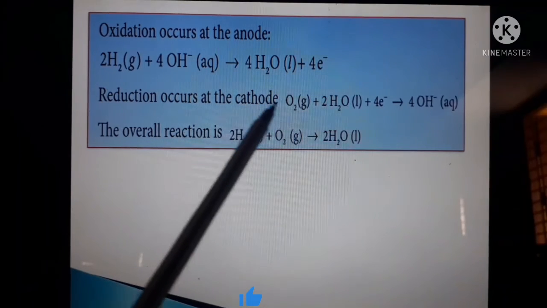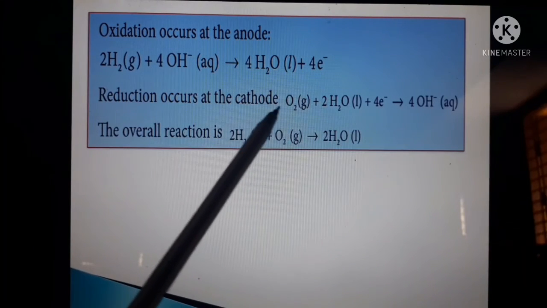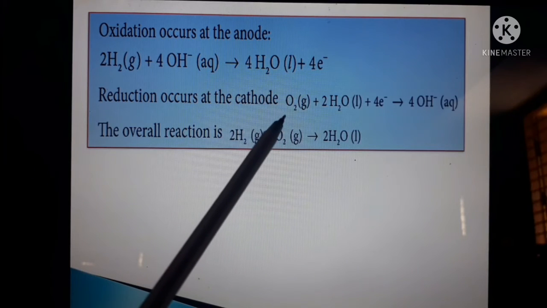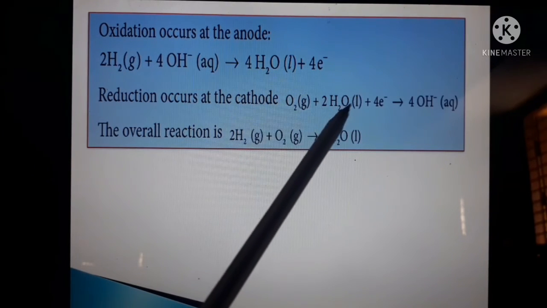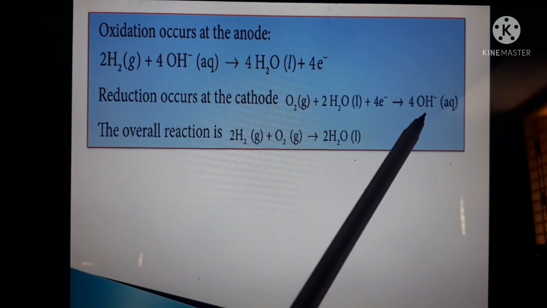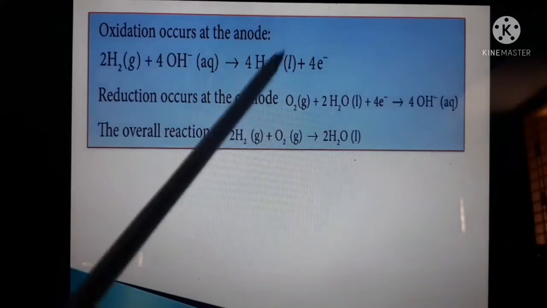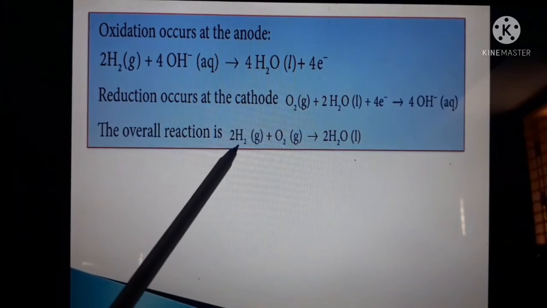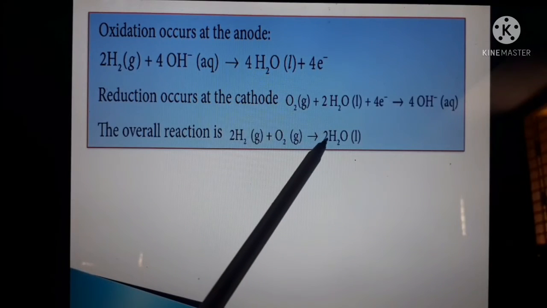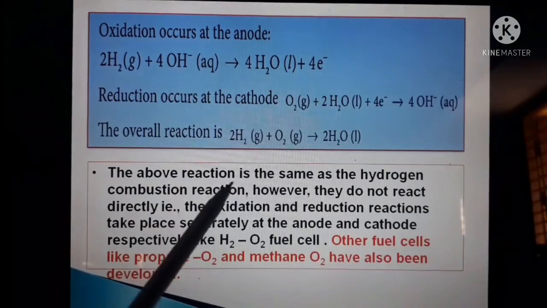Next, cathode. Oxygen on the other side is the cathode. Oxygen is allowed as an oxidant. The oxidant combines with water and 4 electrons to give 4 hydroxide ions. The overall reaction, adding the two reactions, is hydrogen and oxygen giving water molecule.